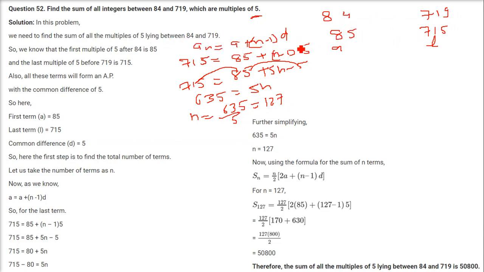In order to find out the sum of all integers, S127 will be n by 2, that is 127 by 2, times 2a, that is 2 into 85, plus n minus 1, that is 127 minus 1, which is 126, into d. What is d? 5. Common difference is 5. So if you solve this expression, the result will be 50800.